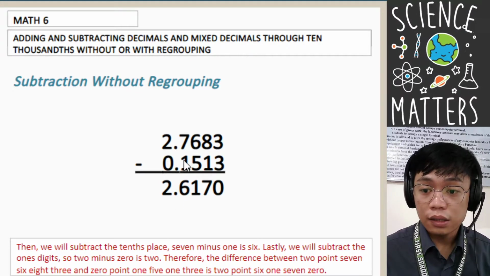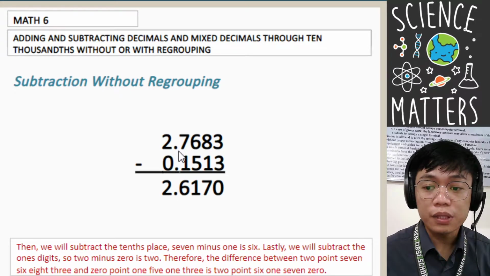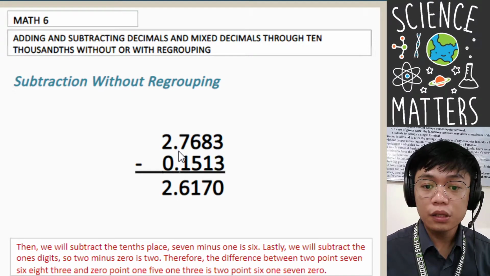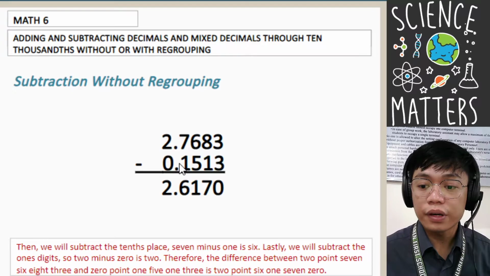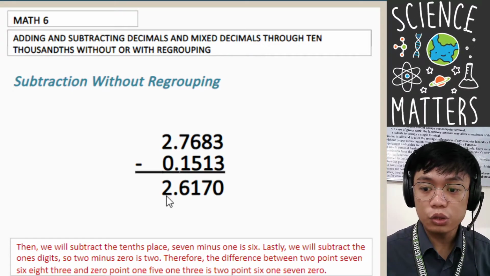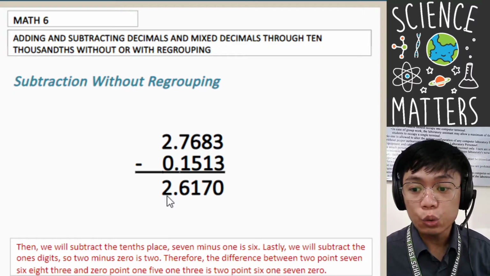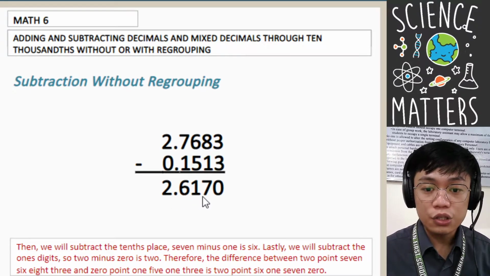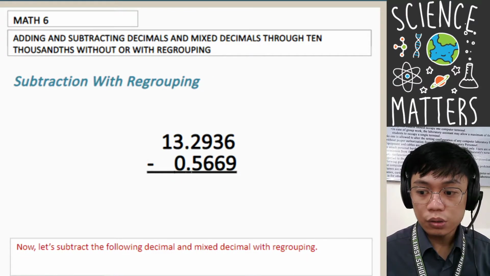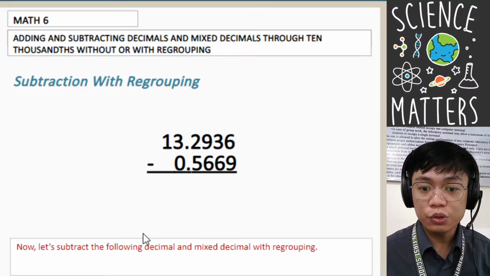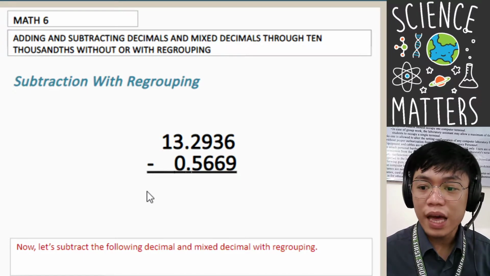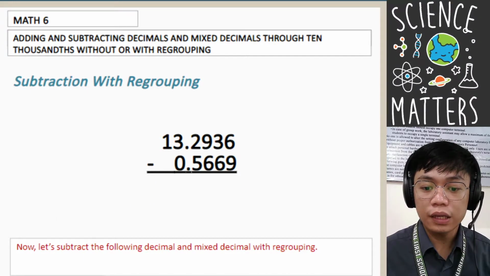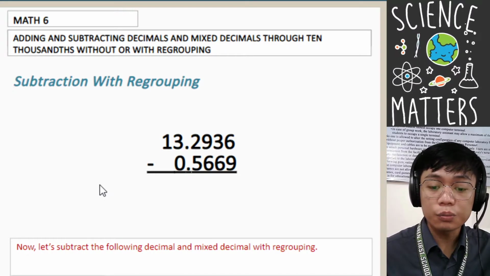2 minus 0 is equal to 2. Now again, copy the decimal point there, and the decimal point must be aligned so you will accurately find the difference of these numbers. So the final answer will be 2.6170. Now let's subtract the following numbers with regrouping.